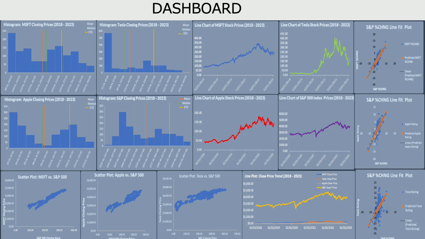And this is the dashboard that I made out of the project. I have my histogram with the mean, median, and standard deviation points in the histogram to show you clearly the interaction. And I have the scatter plot as well. I have the line chart. I have the regression as well.